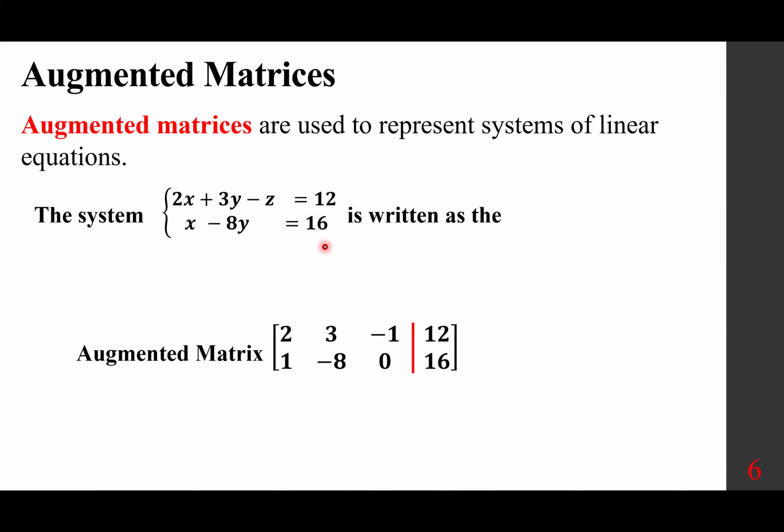So this is the coefficient matrix, and the line acts like an equality. This is the constants, the answer to the right. This is an augmented matrix equivalent to this system. So we should be able to go from the system to the augmented matrix and back, back and forth.